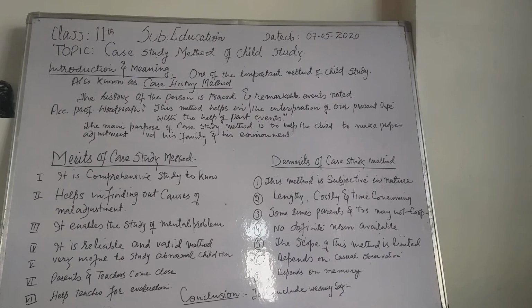Number seventh, case study method mostly depends upon memory. It is not humanly possible for a person to memorize all the factors at all times. Hence, there is less scope of accuracy in this method.